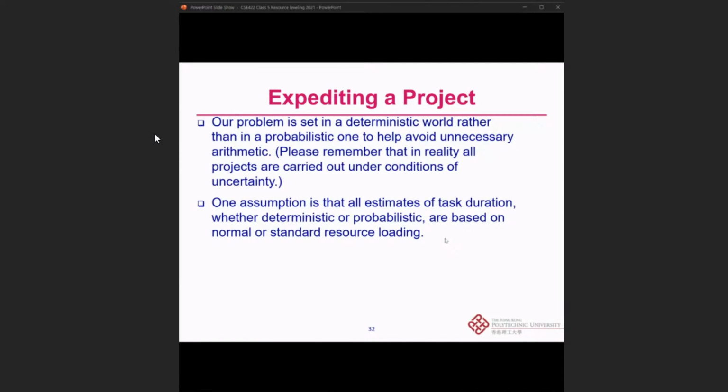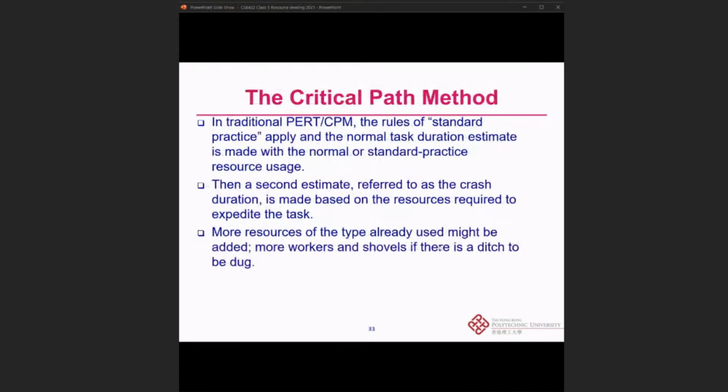All right. So our problem now is set in a deterministic world rather than a probabilistic one, to help avoid unnecessary complexity. We talked about those probabilistic things last week, but for expediting projects we will now fix on deterministic durations. Please remember that in reality, all projects are carried out under conditions of uncertainty. One assumption is that the estimates of task duration, whether deterministic or probabilistic, are based on normal or standard resource loading.